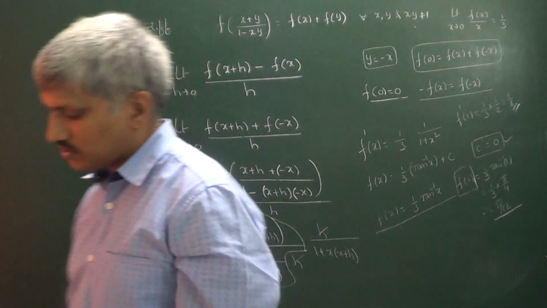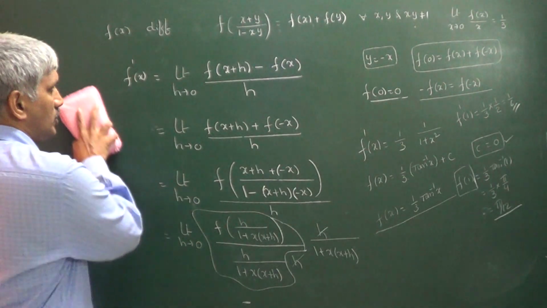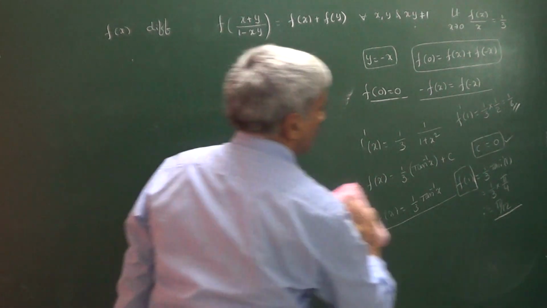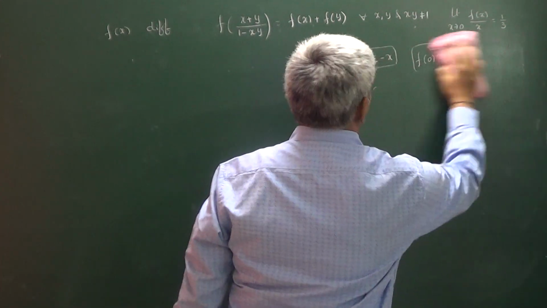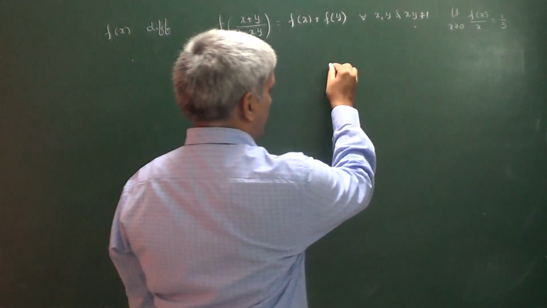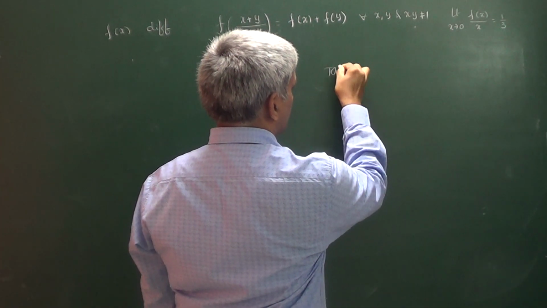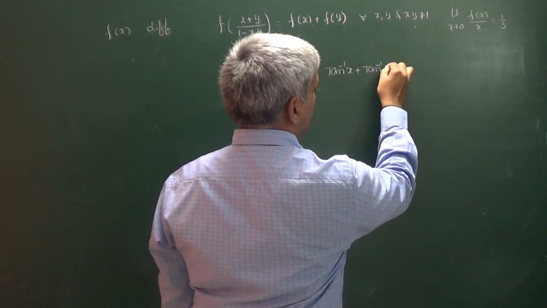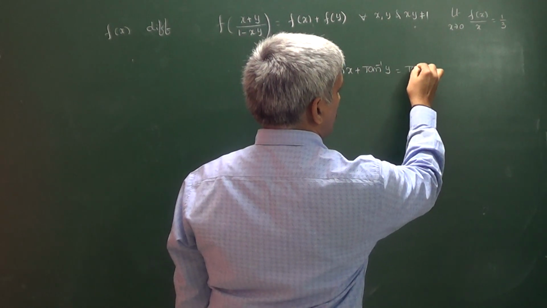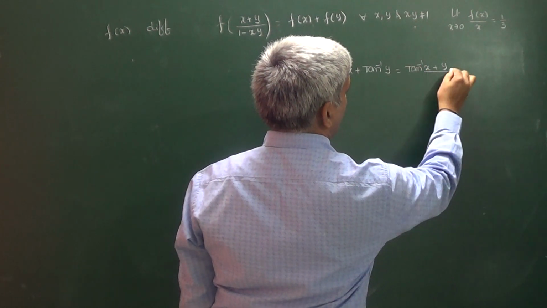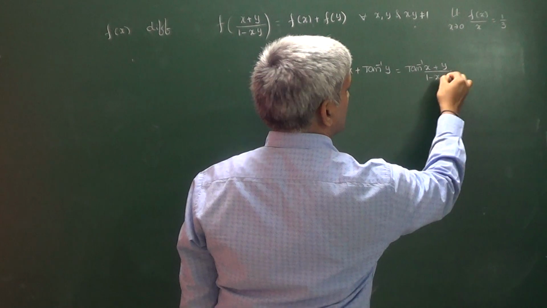So if you have a simple idea regarding this one, then we can do this particular problem more comfortably. What is that idea? That idea is this: tan inverse x plus tan inverse y is equal to tan inverse of x plus y divided by 1 minus xy.